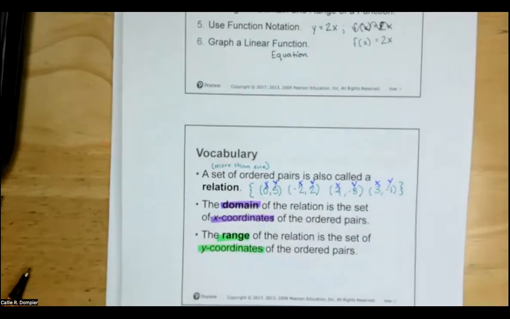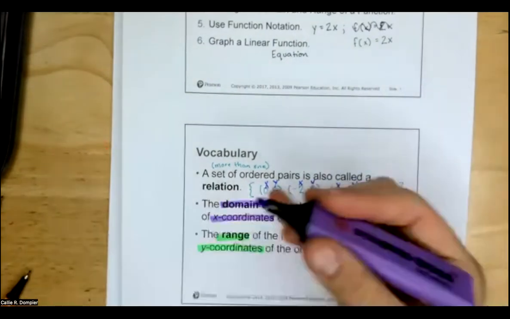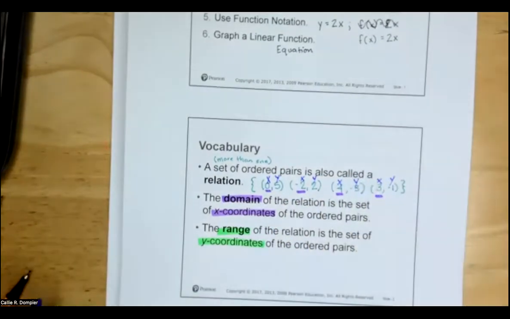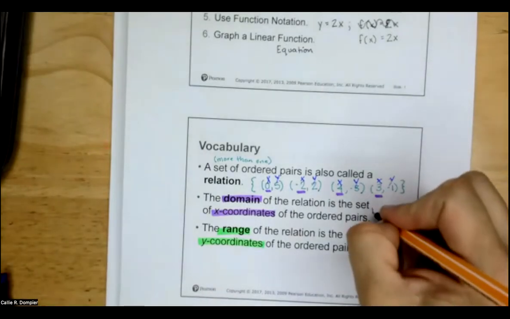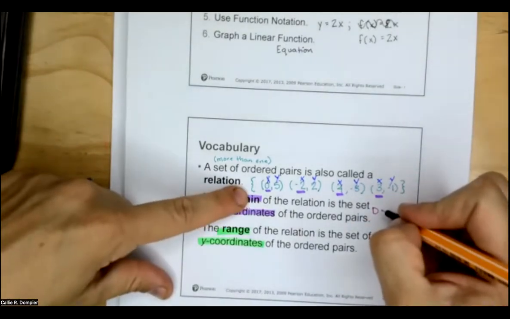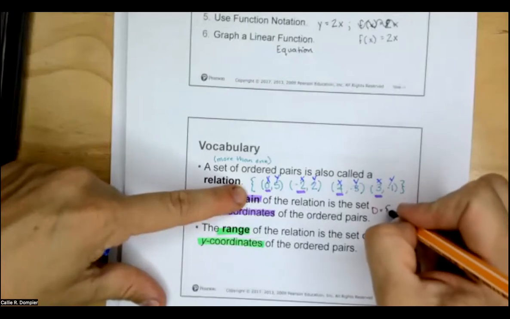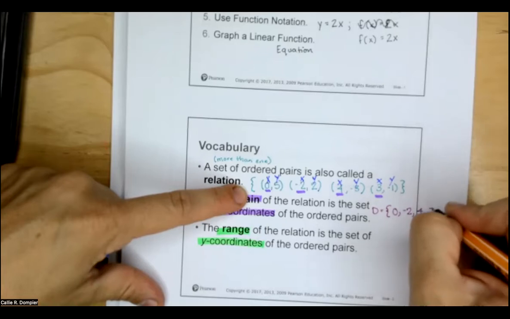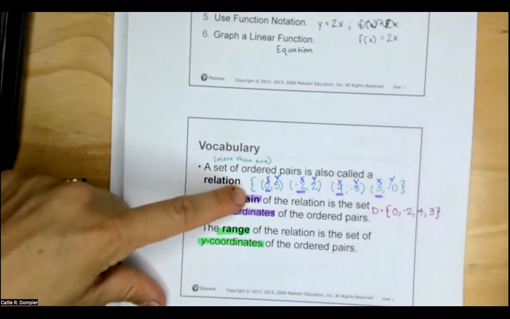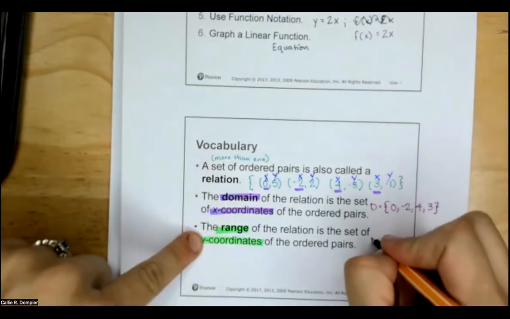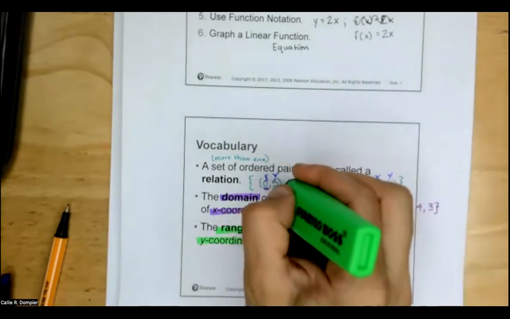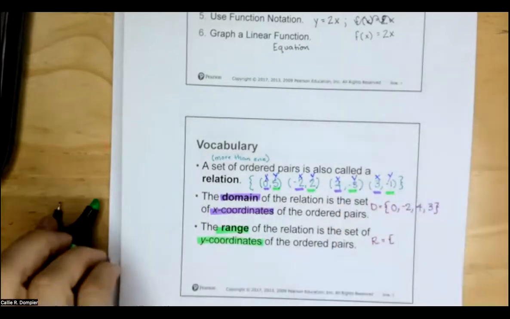Okay, the domain is the set of x coordinates of your entire set. So the x values here are 0, -2, 4, and 3. So if somebody asked me for the domain of this relation, I would say the domain is equal to 0, -2, 4, and 3. I would just list it in the order they listed it. I would say that the range is your y values: 5, 2, -3, -1.